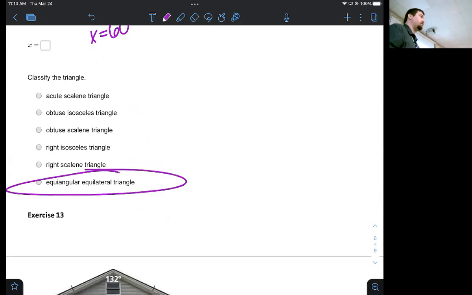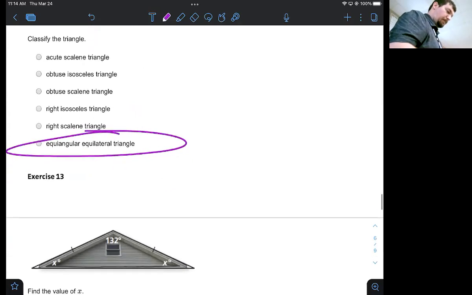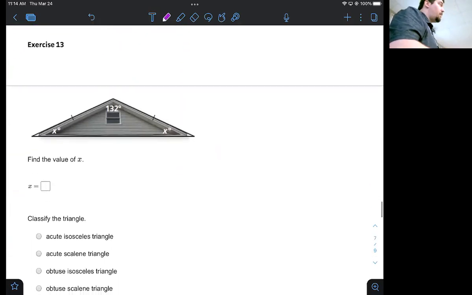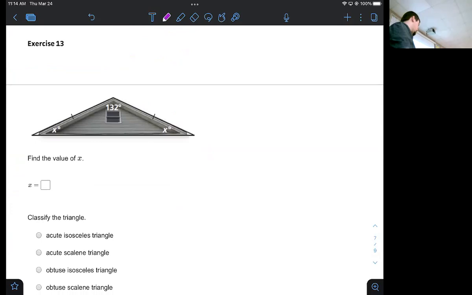You ready to take it back over? Number 13. By the way, Christian, if you want to start your math, I can give you all of your success time period to work on it as well. Okay.